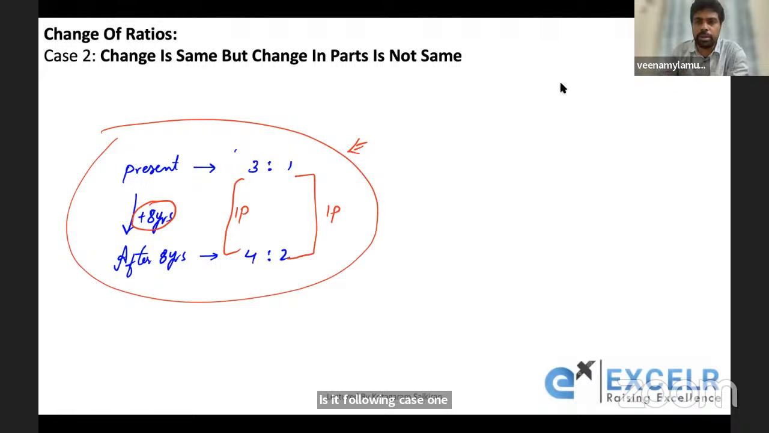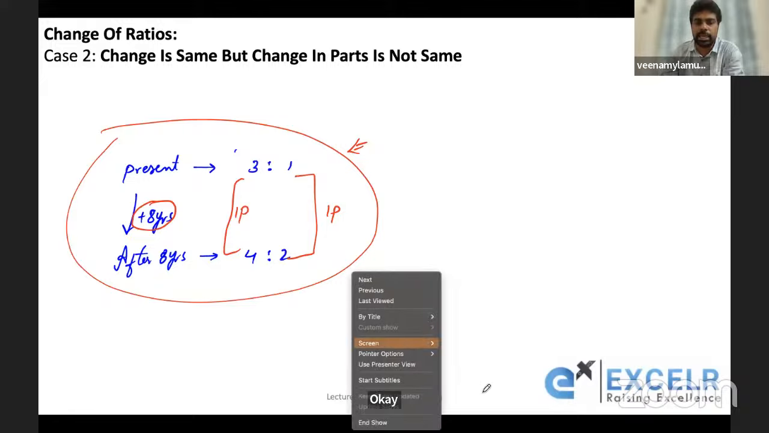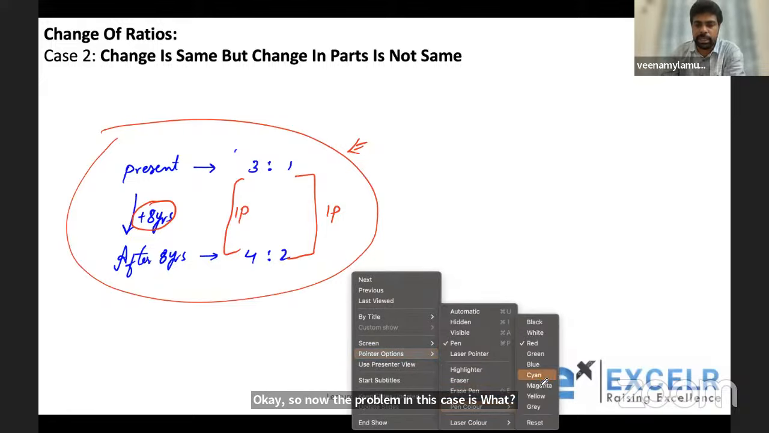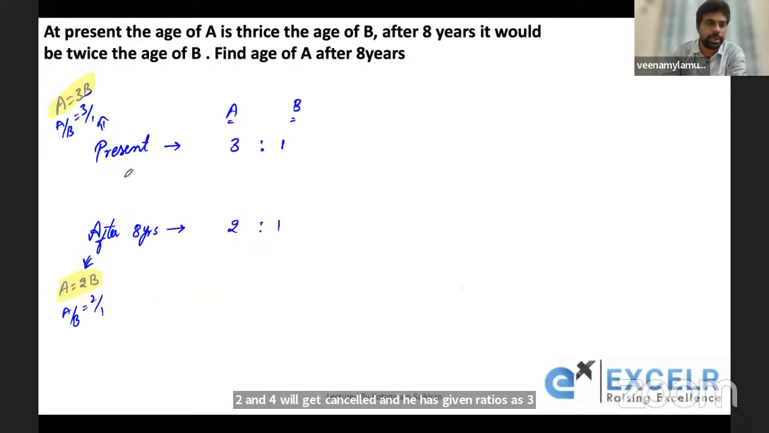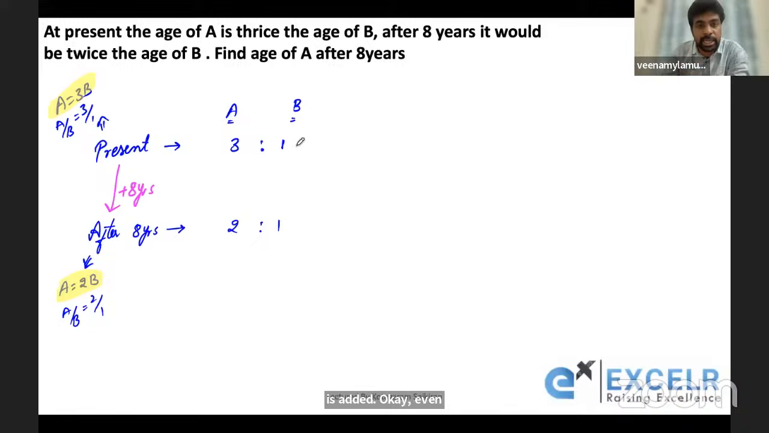Okay. So now the problem in this case is what he has done. The same question he has given this way: 2 and 4 get cancelled, and he has given the ratios as 3:1 and 2:1. So from here to here, 8 years is added. Even though the same number is added, here the change is not the same. Here 0 parts are added, and here -1 part is added.